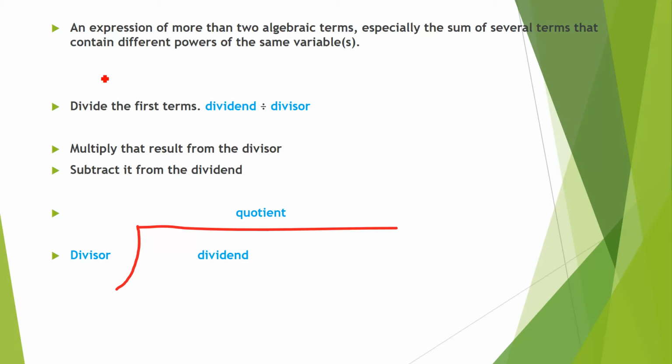So a polynomial is an expression of more than two algebraic terms, especially the sum of several terms that contain different powers or exponents of the same variables. Right? So the focus is different exponents of the same variables. So variables should be the same. Suppose we have x, suppose we have y, suppose we have z. These are called the variables, and their powers or exponents should be different in the case of polynomials. In the next slide, when we do the questions, I will explain binomial, trinomial, and so on.